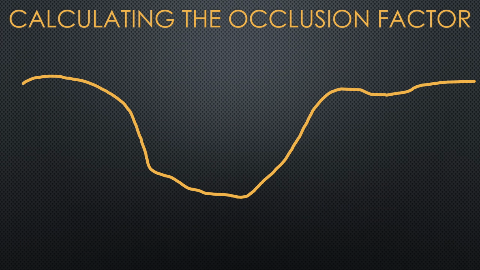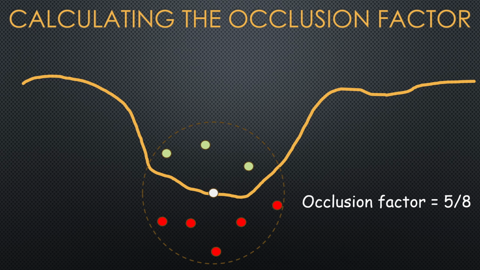In general, to calculate the occlusion factor of a given surface point, we need to sample several points around it. As you can see, depending on the geometry of the surface, some of the points are above the surface and some of them are buried inside it. The occlusion factor is the ratio between the number of points inside the surface and the total number of sample points. The more points inside the surface, the more occluded the surface point is.